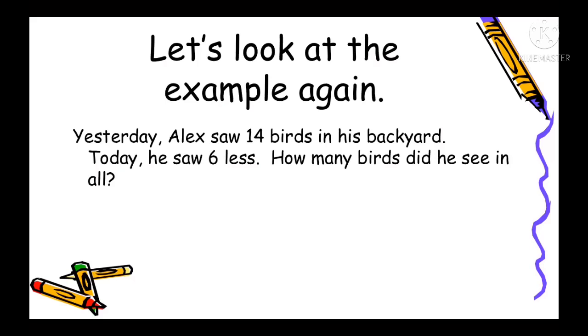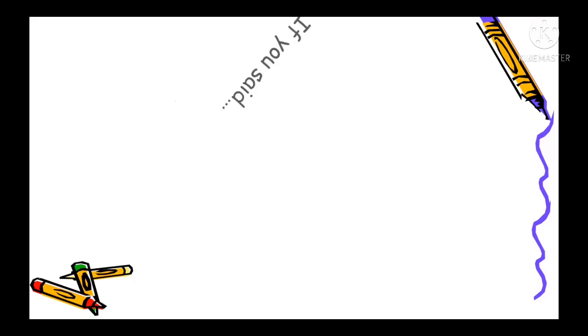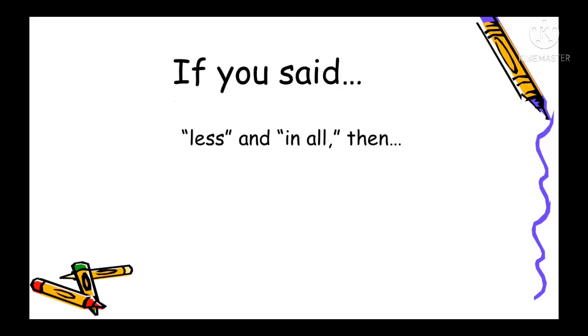Yesterday, Alex saw 14 birds in his backyard. Today, he saw 6 less. How many birds did he see in all? So what are the clues? We have two there, actually. Less and in all. Did you see also those two words? Yes, so they are correct. We have less and in all.